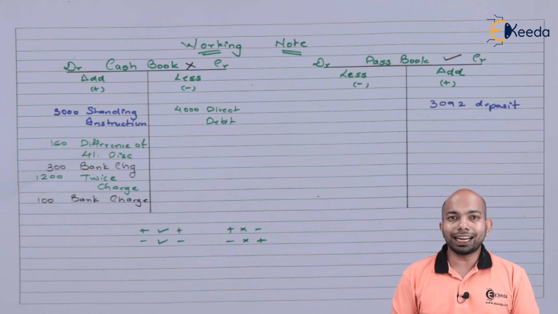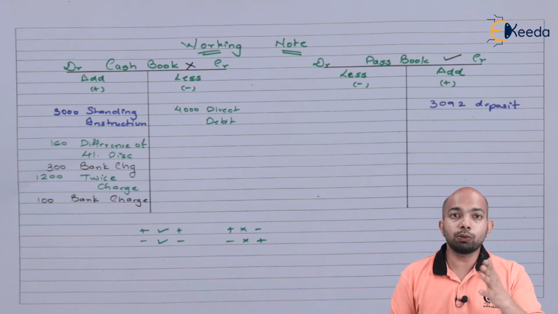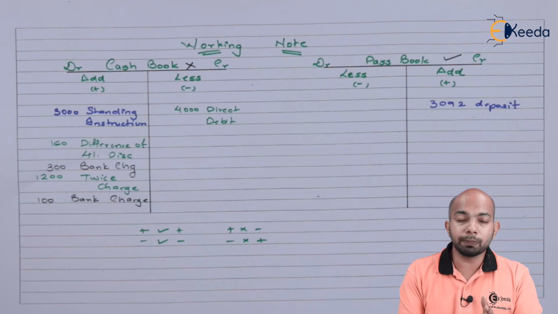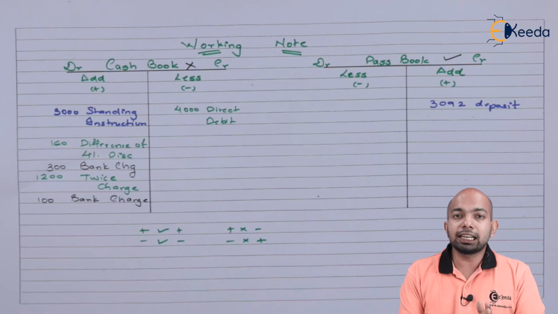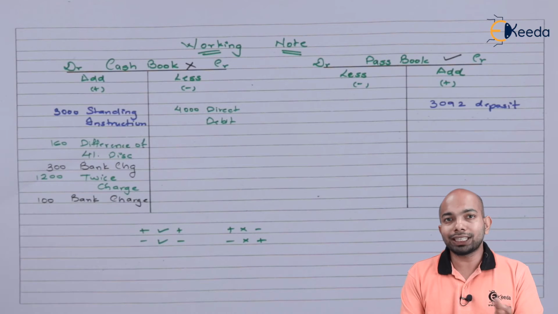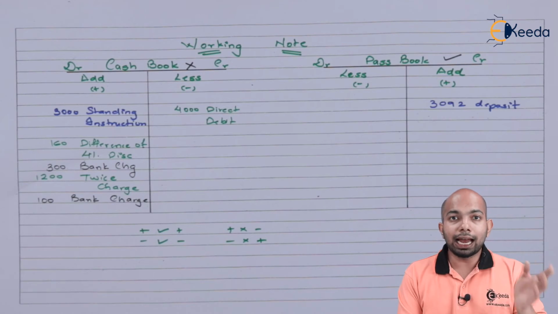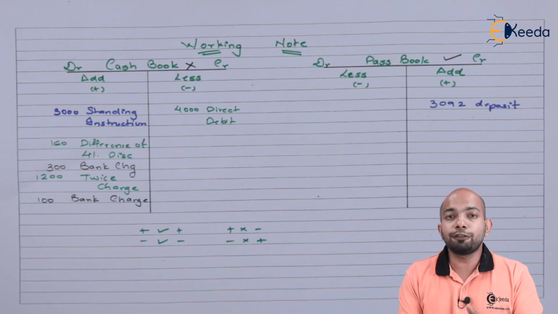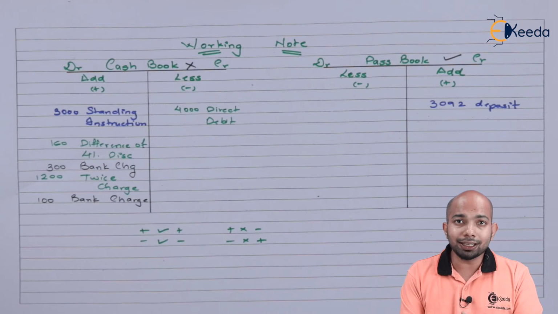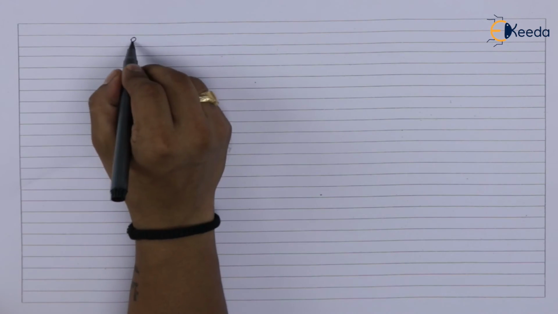We have mentioned all the items in the working note now. So what we'll be doing is preparing a specimen of the bank reconciliation statement and mentioning the start point, post which we'll be adding all the items that are supposed to be added in both cash book and passbook items, and the items which are supposed to be subtracted will be further deducted, and then we'll figure out whether we have a favorable balance as per cash book or an overdraft balance as per cash book. Let's understand it.